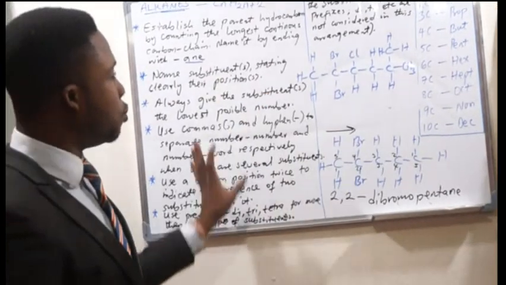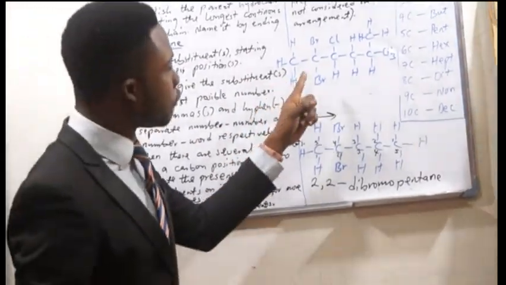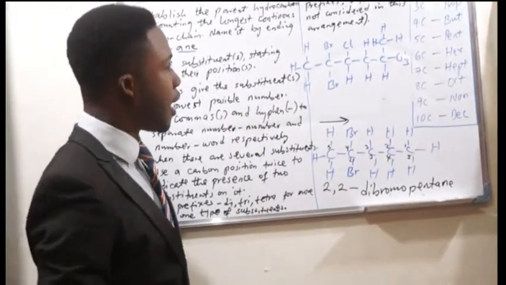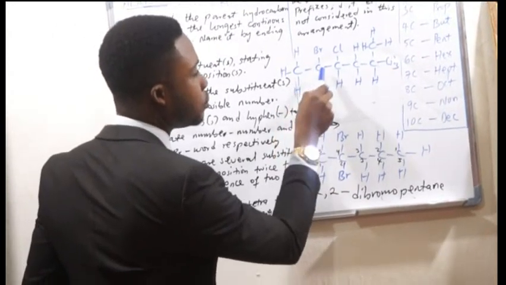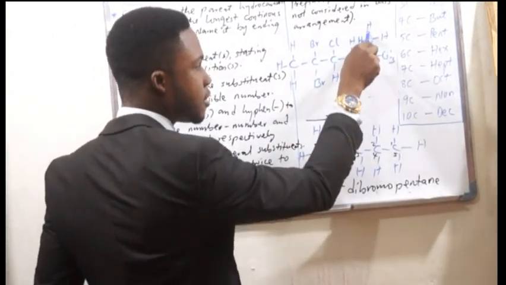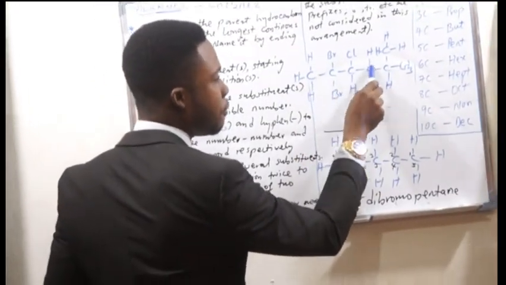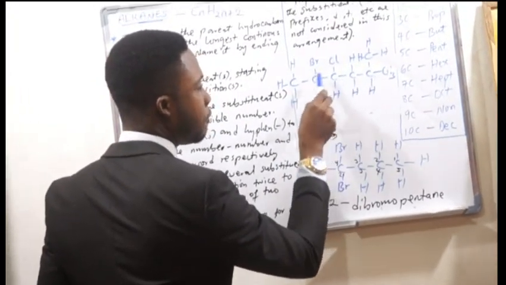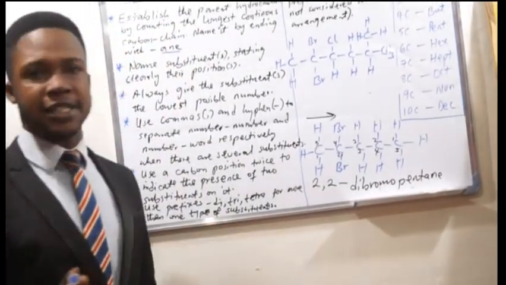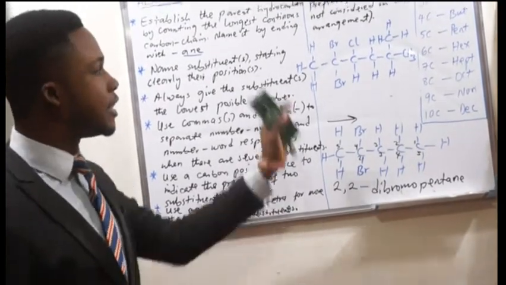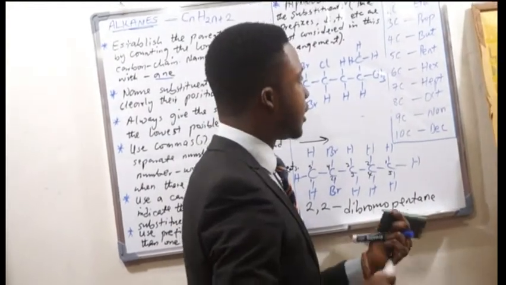Let's consider all the rules that we have stated here in naming this compound. First of all, the number of carbons in the continuous chain. We count 1, 2, 3, 4, 5, 6, along each path. Now we have 6 as the longest continuous chain. It means that the parent name of this compound will definitely fall on 6, which is hex.